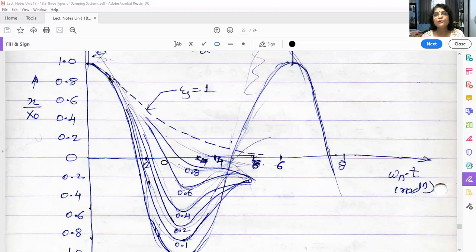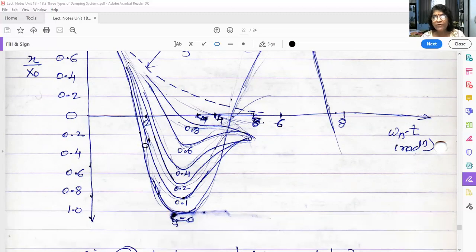What is the value of zeta here for under damped vibration? Do you remember? For over damped vibration, zeta is greater than 1. For critically damped vibration, zeta is equal to 1. And for under damped vibration, zeta is less than 1. But less than 1 means it is not negative, it is between 0 and 1. Because when you say zeta is equal to 0, it means you have not provided any damping. So that is no damping, or undamped vibration.